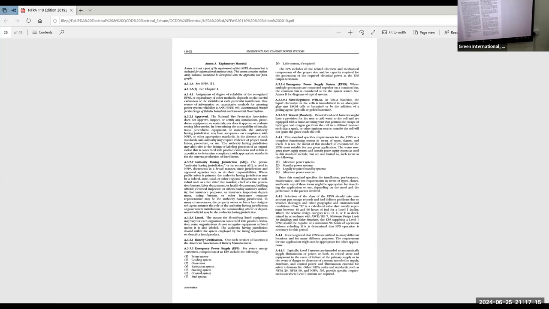We need to remember the word. That is, first we go to the definition, EPS 3.3.1. That one, then we go to the annex, A 3.3.1.